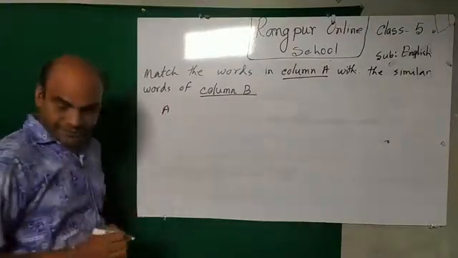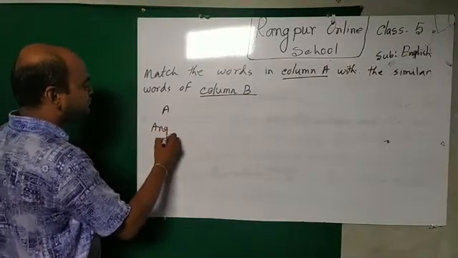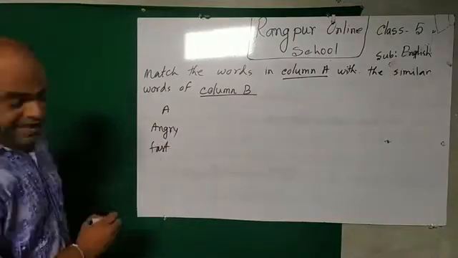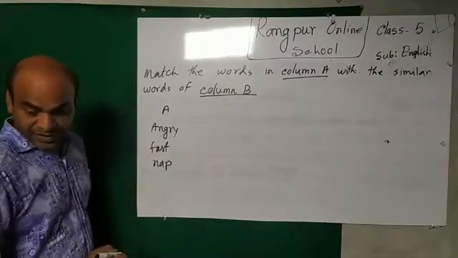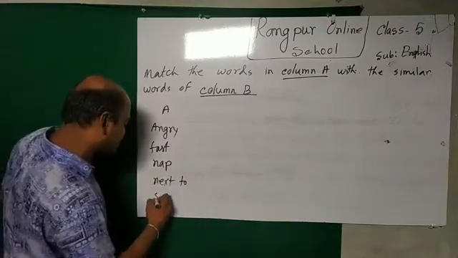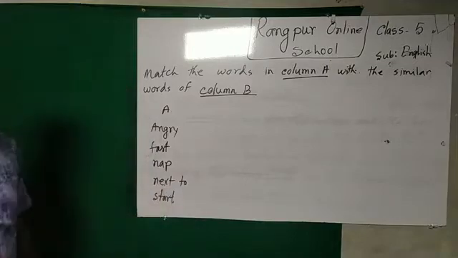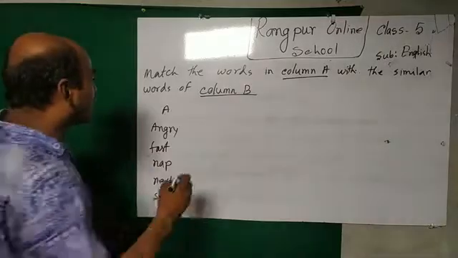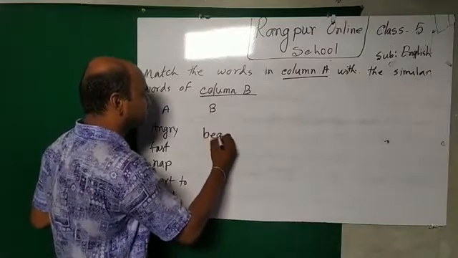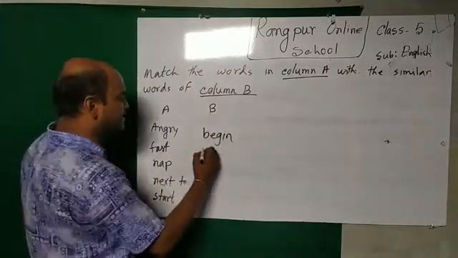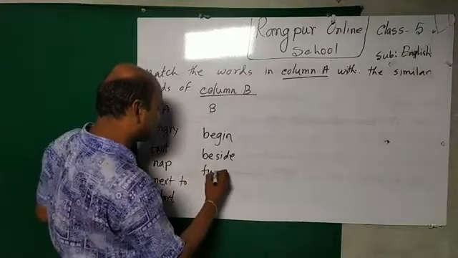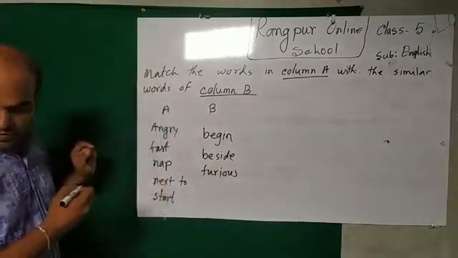Number A, angry. Then fast. Then nap. Next to. Then start. Then column B here: begin, beside, furious, quick.